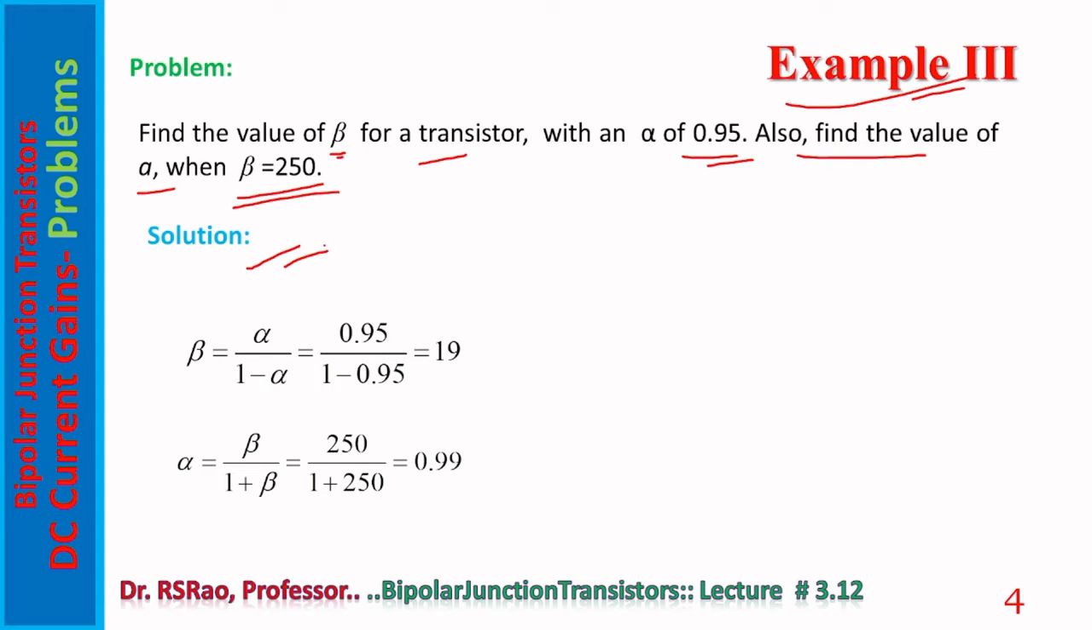Solution. This problem is based on interconnection between alpha and beta. Beta is alpha by 1 minus alpha. Alpha is beta by 1 plus beta. When alpha is 0.95, substituting, beta can be determined as 19. When beta is 250, alpha can be found as 0.99.